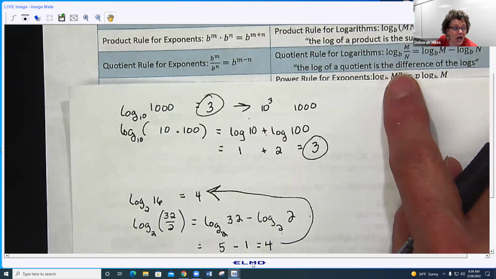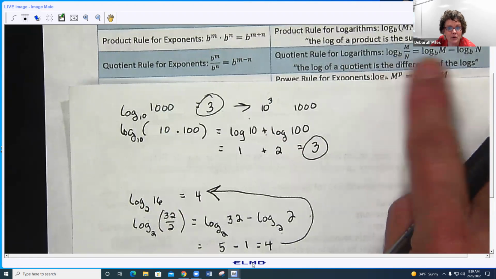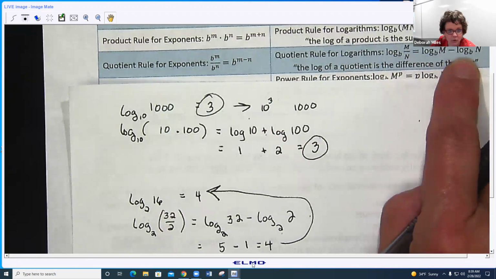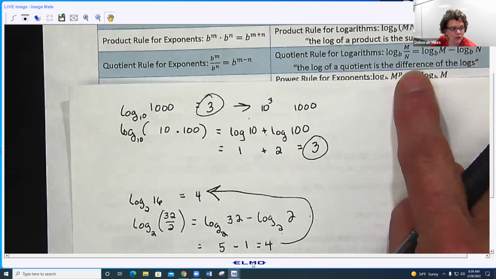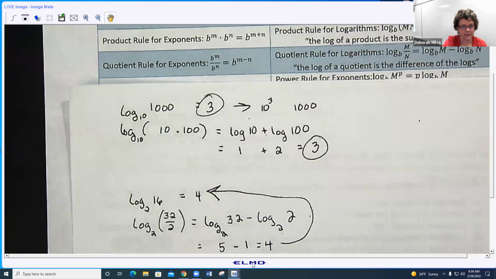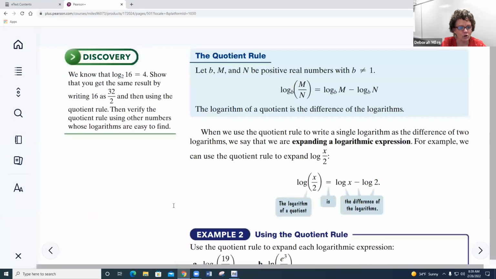The quotient rule for logarithms, again, rather than memorizing these symbols, what you need to learn is these words. The log of a quotient is the difference of 2 logs. I'll show you a good example in the book, and then we'll go on to our third rule.